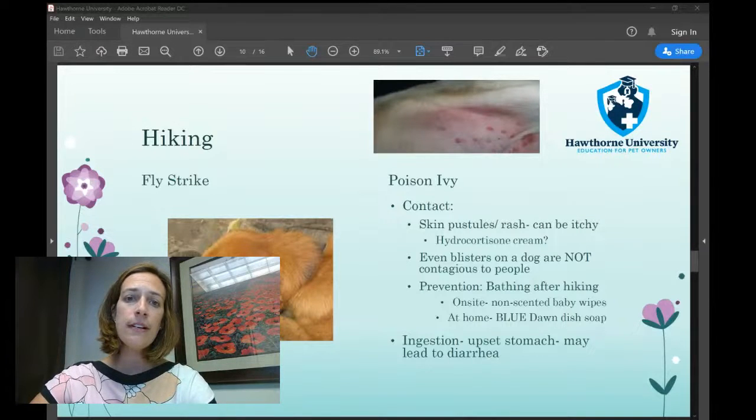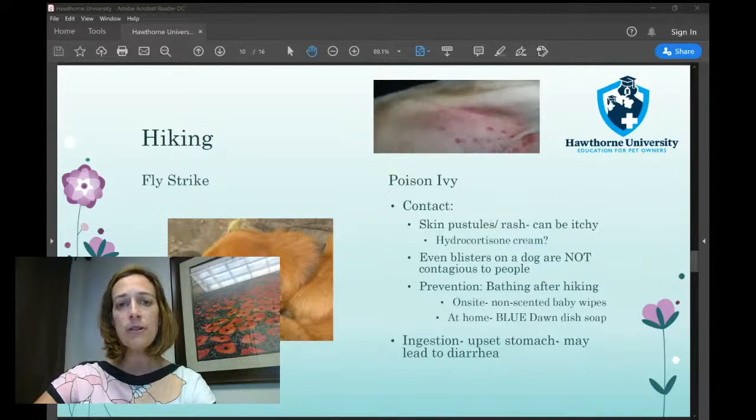Poison ivy is also very common. You can see in the picture up there, it does cause a rash and pustules on dogs if it's left to contact.